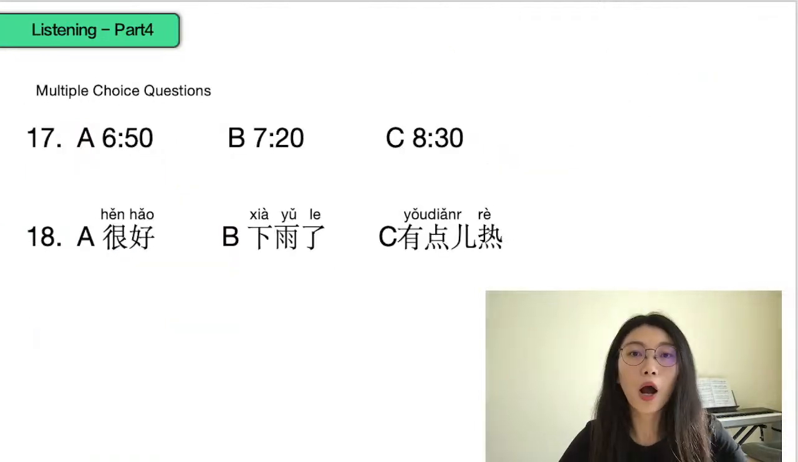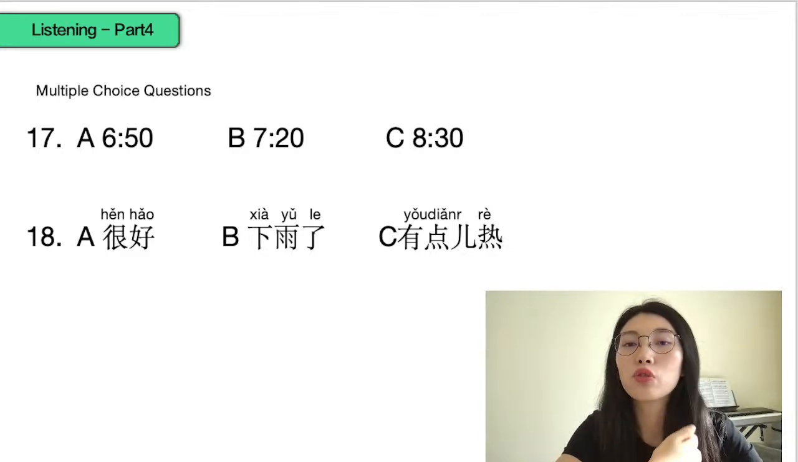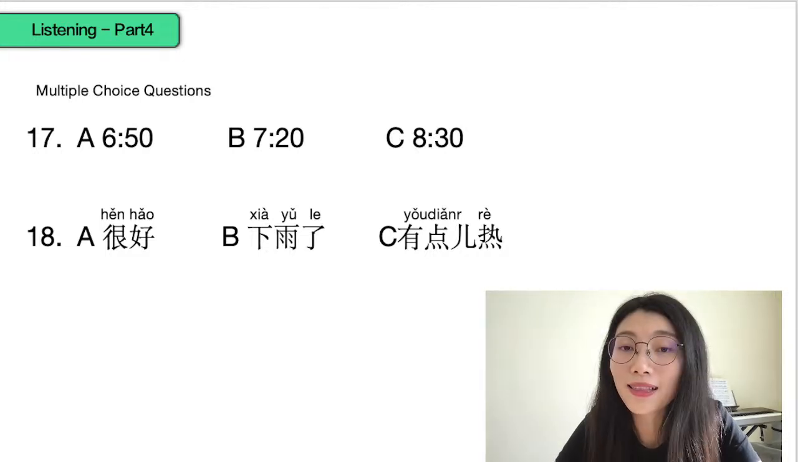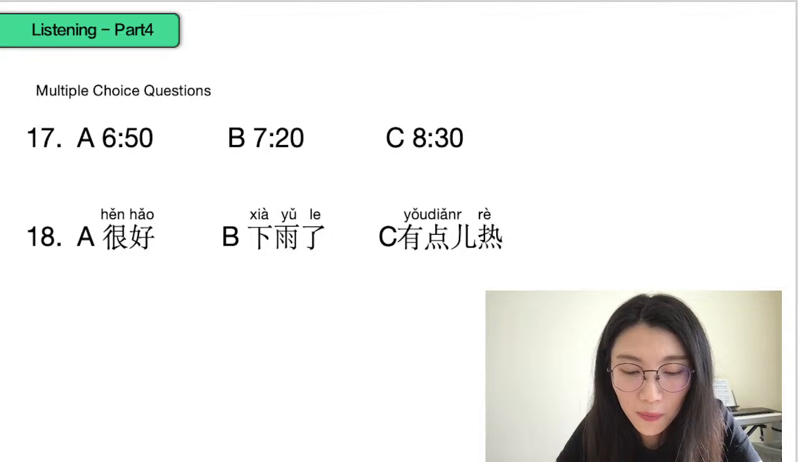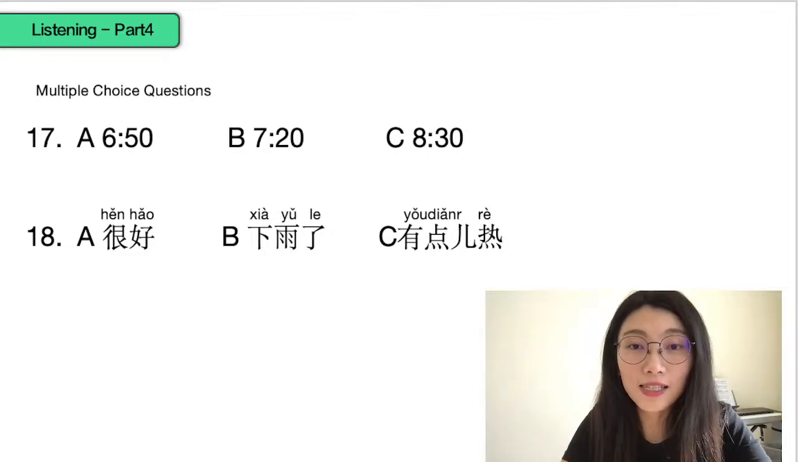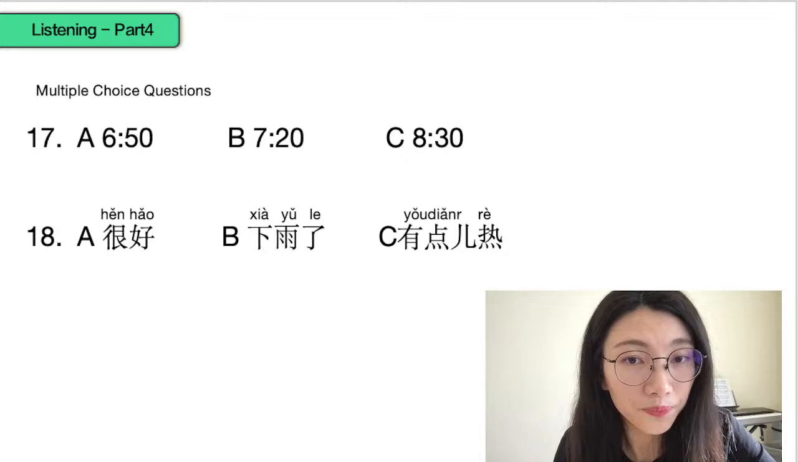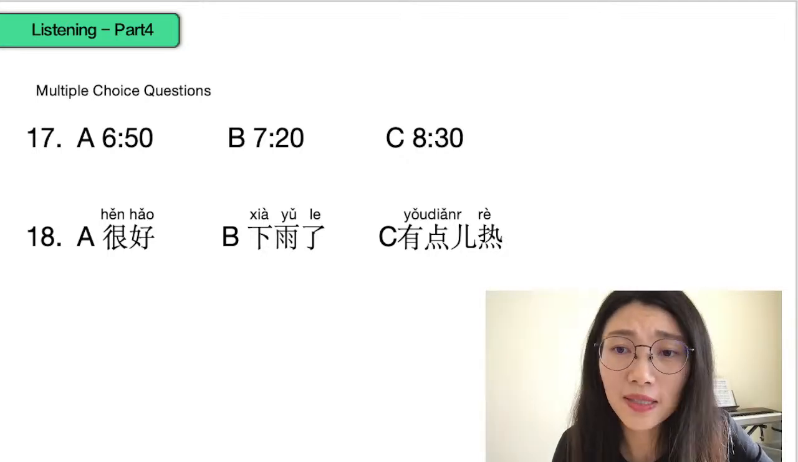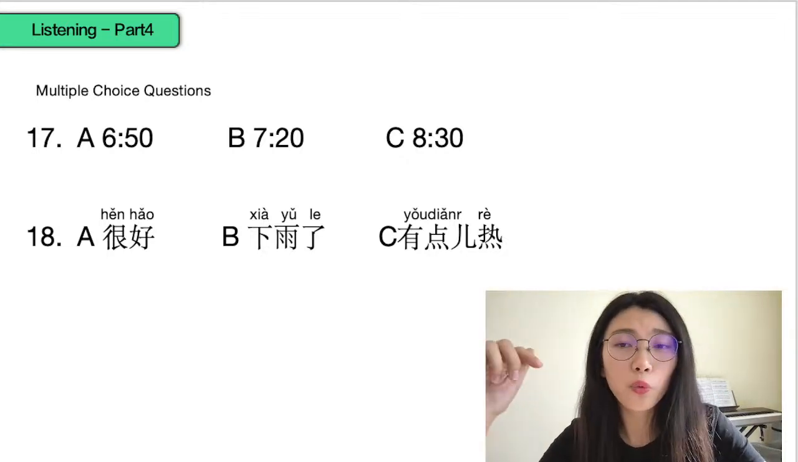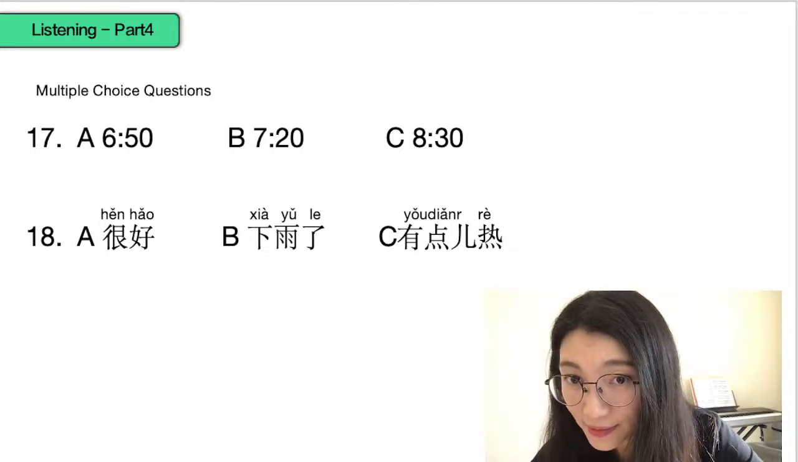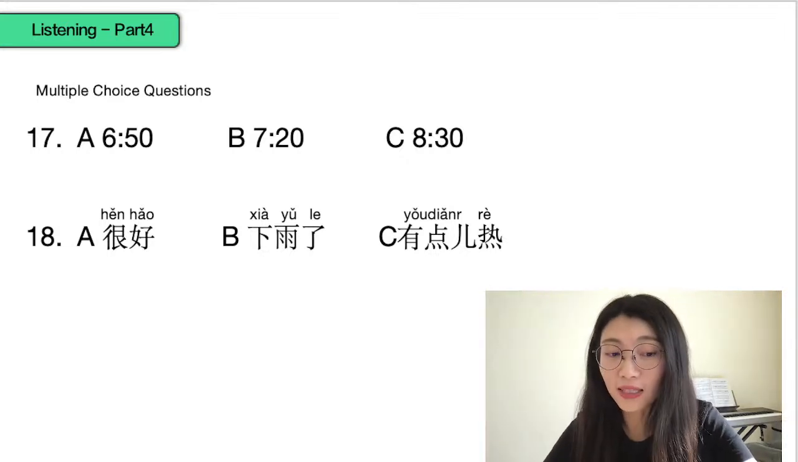Last part 4 is the multiple choice questions. We can see that it has 3 options in total. I choose 2 questions and let's do it together. Number 17, before we listen, let's scan it. A, B, C. It's all about the time: 6:50, 7:20, and 8:30. So here we need to think about how to say the time in Chinese.